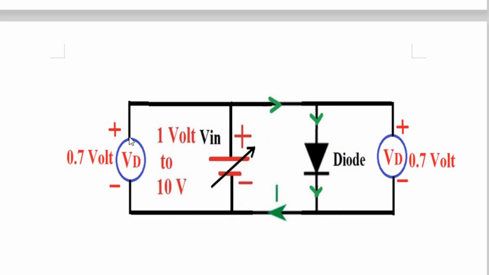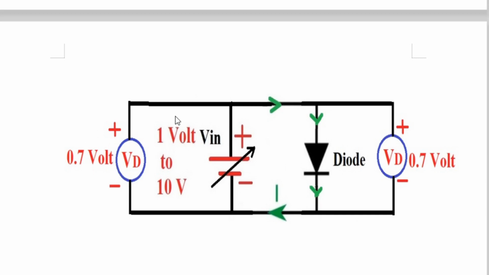The problem is here only. See here. The positive of this voltmeter goes to the positive of this voltmeter, meaning both terminals are now common. Therefore, this voltmeter is also measuring the voltage across the diode. Here the diode is forward biased by the voltage of 1 volt to 10 volt, and the diode is conducting. Therefore this voltage is 0.7 and this is also 0.7.